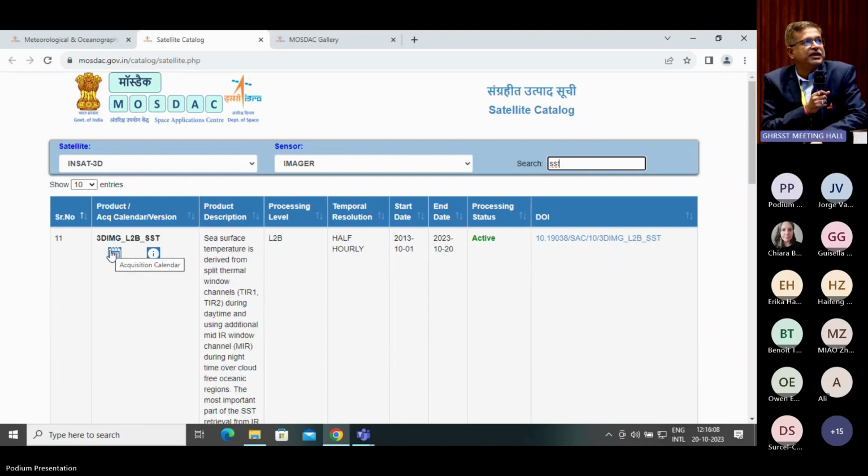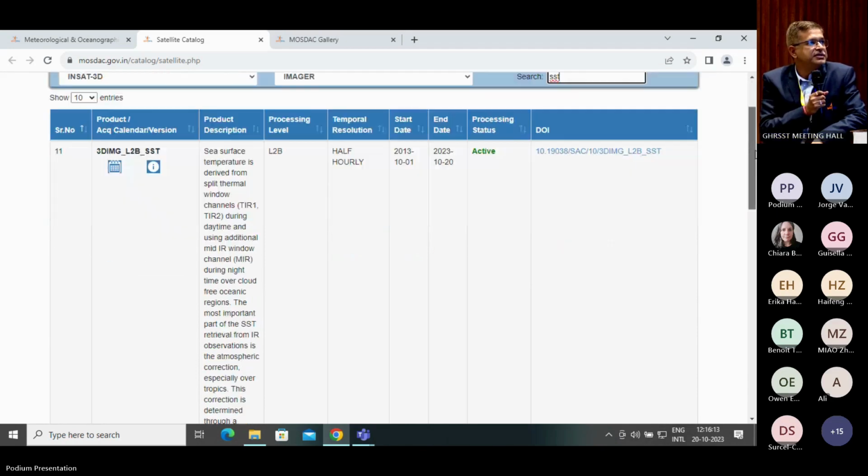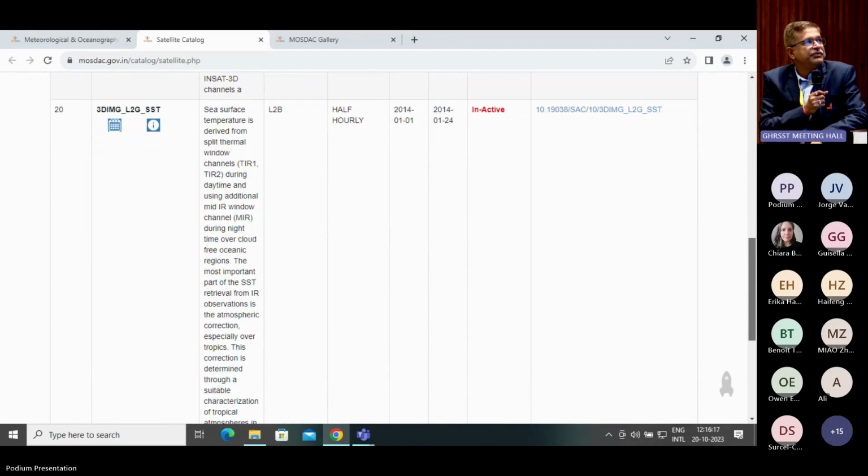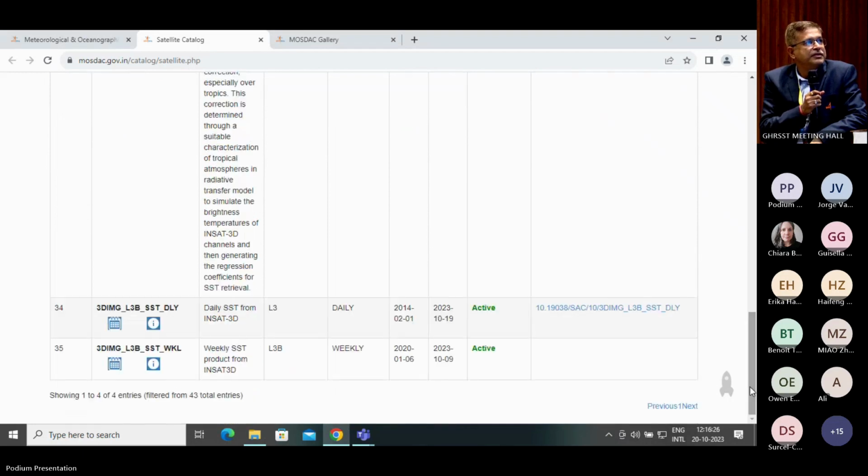The L2B product is basically the disk product with geophysical parameters. Similarly, we have the gridded product also, which is L2G. And then we have the daily bin products, weekly bin products, and monthly bin products as level 3 products. So these are the products which are already available.